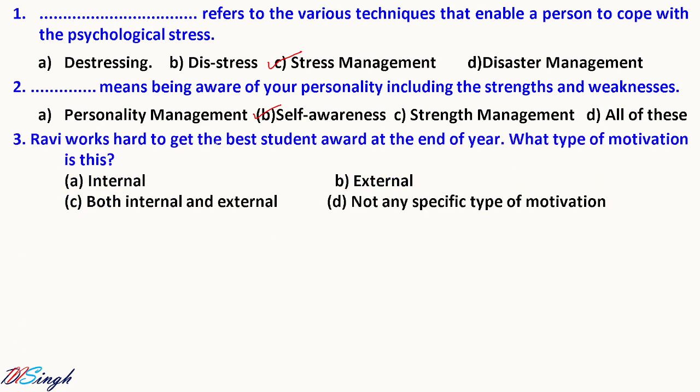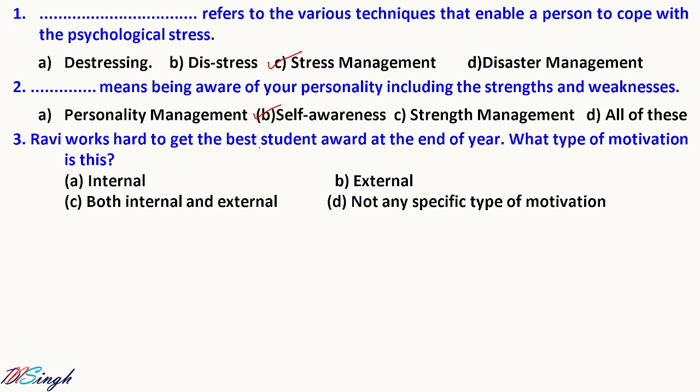Ravi works hard to get the best student award at the end of the year. What type of motivation is this? So guys, there are two type of motivation, internal and external. Internal motivation is the pupil is motivated by their own. There is no reward outside waiting for them. Okay, and in external motivation, there must be a reward out there. After doing some work, they should get some reward or award after doing that work.